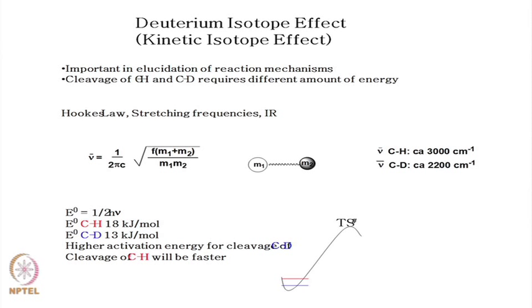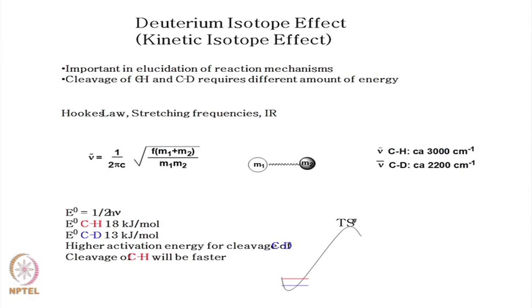Okay. Also, since the cleavage of the CH bond and the cleavage of the CD bond require different amounts of energy, that is the catchy point that we want to exploit. That is, whether that difference is doing something on the kinetics of the process.